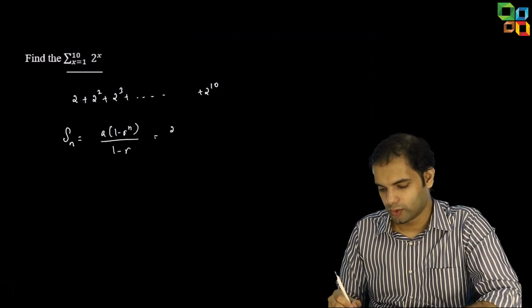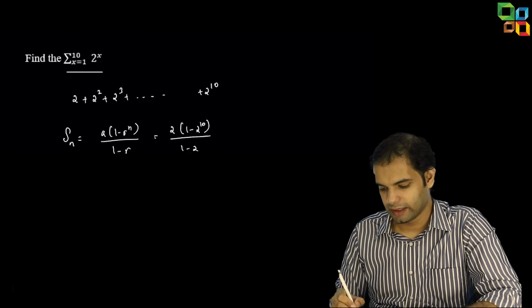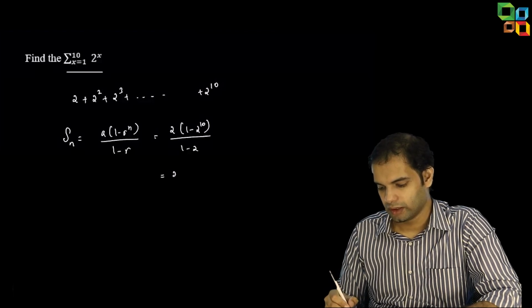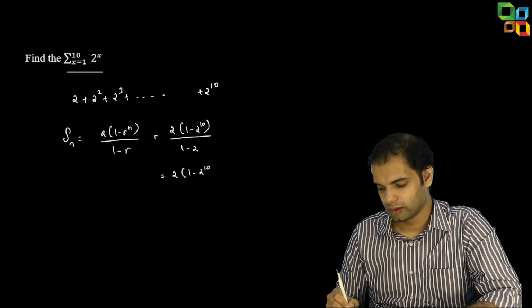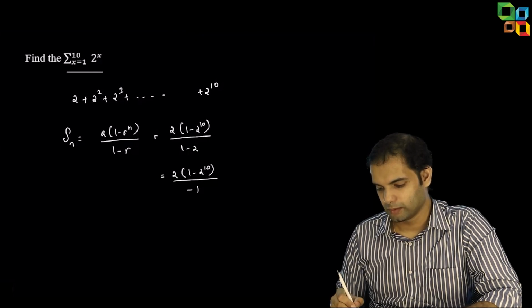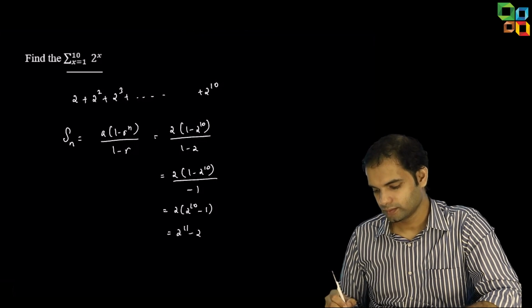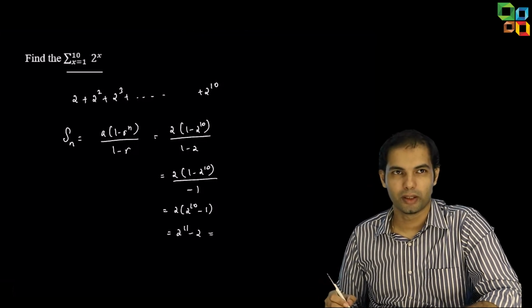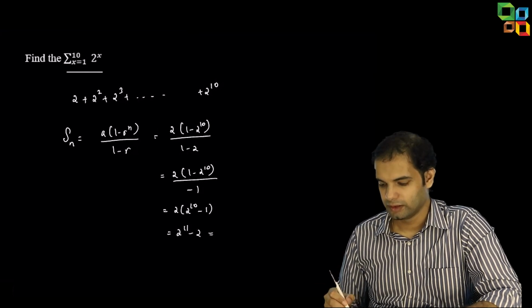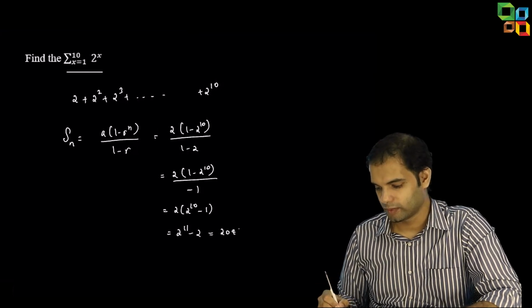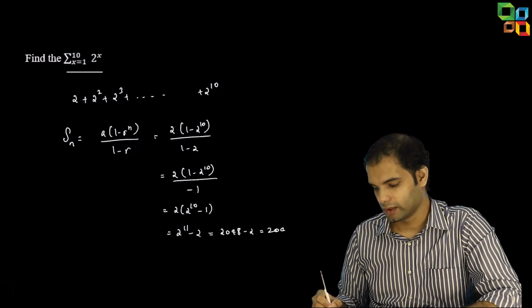So a is 2. 2 into 1 minus 2 power 10 divided by 1 minus 2. It's negative. So I can just write it down: 2 into 1 minus 2 power 10 over minus 1, right? So I'll multiply the minus inside. So it is 2 into 2 power 10 minus 1, fine? Or 2 power 11 minus 2. If you want, you can expand. It's not required. This is 2048. You know that. 2048 minus 2 is 2046.